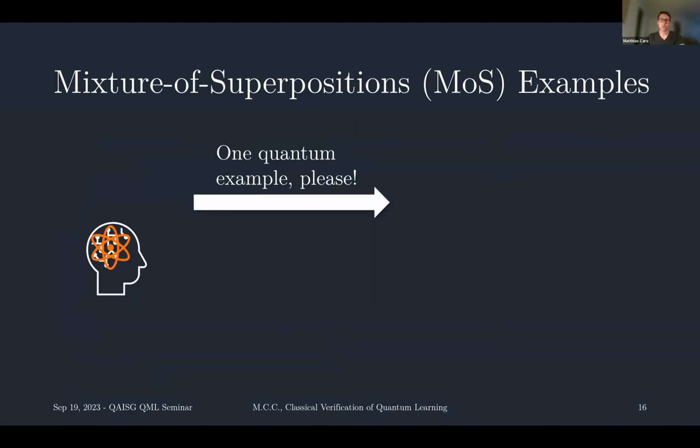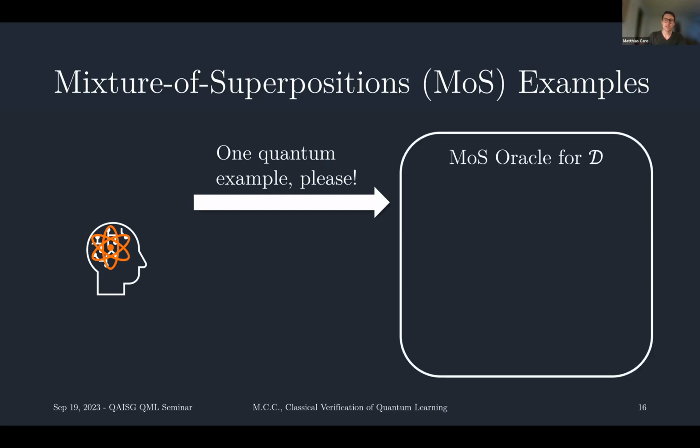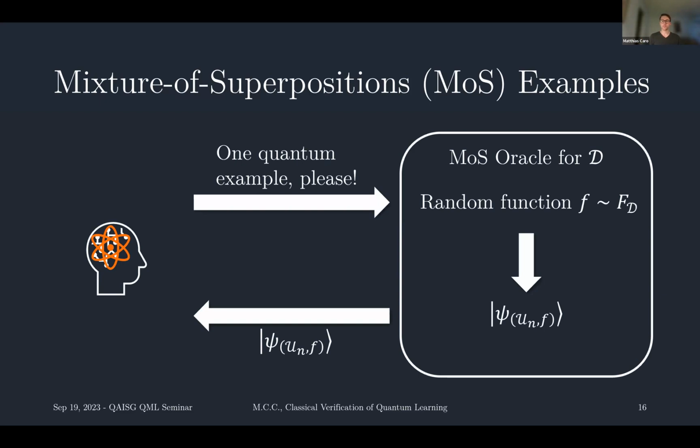Suppose the quantum learner asks for one quantum example. Then what's going to happen in the oracle that provides the example is the following. First, the oracle decides on a random function according to a certain probability distribution over functions that depends on this unknown distribution D. And then once it has decided on that function, it's going to prepare the corresponding superposition state and send it to the learner.